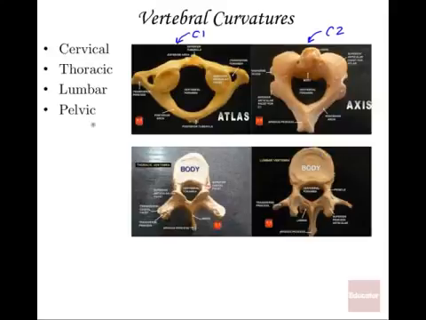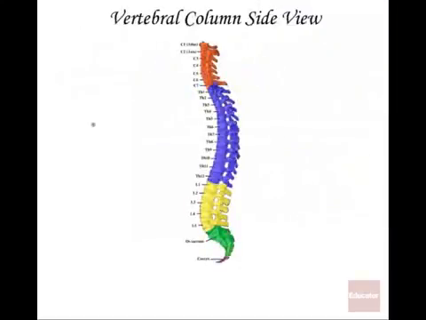The pelvic curvature is that part of that tailbone at the bottom that's right in between the pelvis bones, which we'll cover more with the appendicular skeleton. So here's that vertebral column side view. You can see, like I said, the 7 cervical vertebrae, the 12 thoracic, the 5 lumbar, and then here's that pelvic curvature made up of 2 major bones.